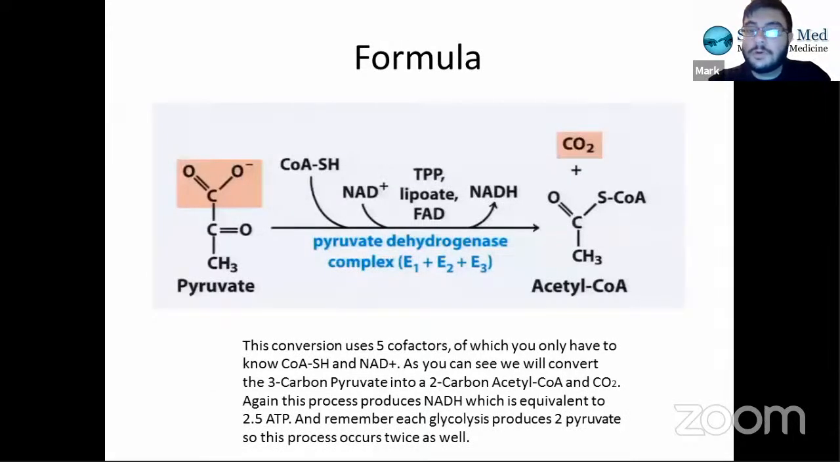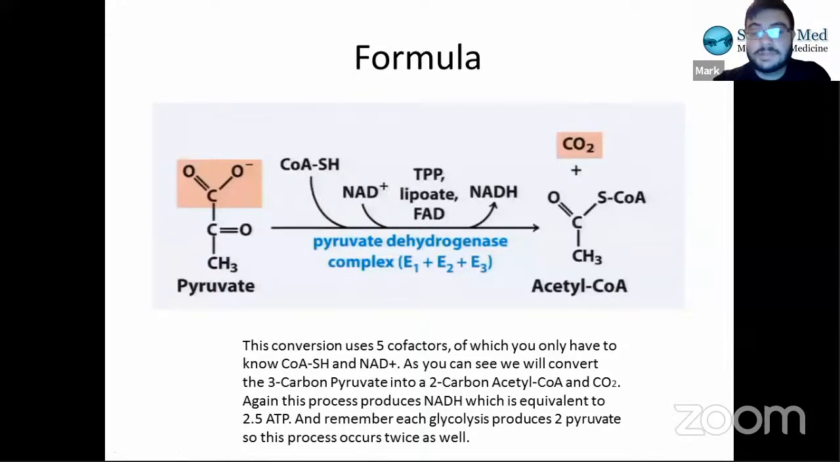Okay, so this is what the overall formula looks like for the conversion of pyruvate to acetyl-CoA. As you can see, there's a lot that has to go in. The actual CoA attached to a sulfur group, NAD+, which we're converting to NADH. So this is how we make energy off this step. And then TPP, lipoate, and FAD, which are other cofactors. And ultimately, you get acetyl-CoA, which looks like this, and carbon dioxide. The conversion uses 5 cofactors, which are these. However, you only really need to know about these 2, the CoA and the NAD+.